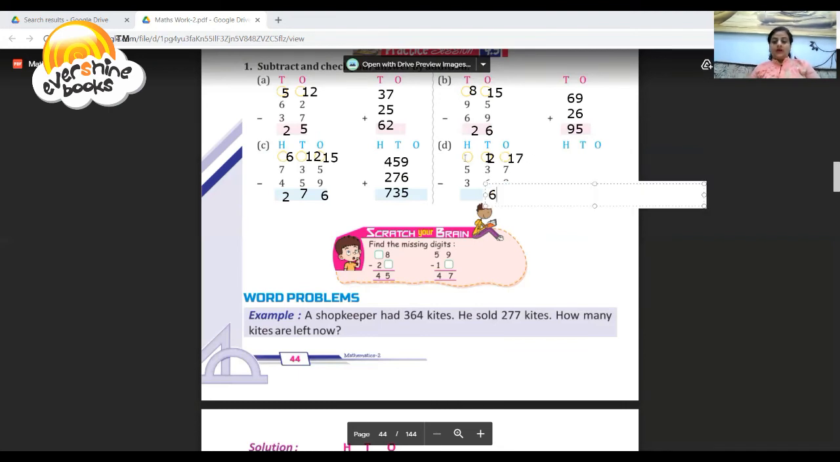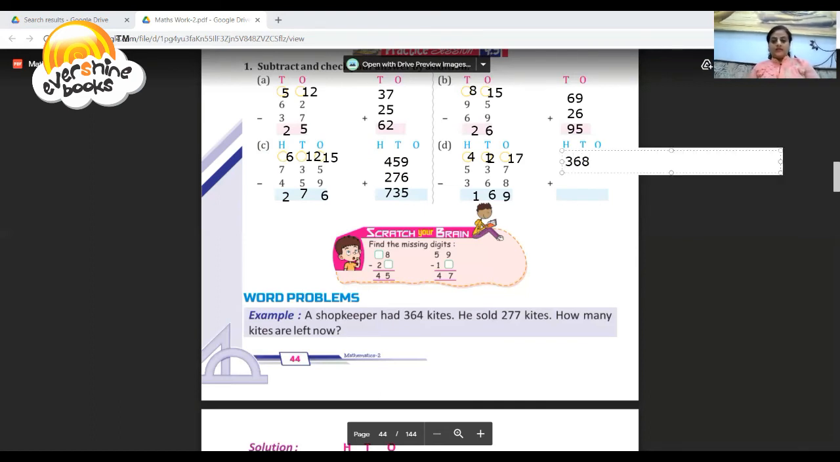And here it comes 4. Why? Because it has given one digit. 4 minus 3 is 1. So here the answer comes 169, and it is going to be added to 368. 368 plus 169. The answer will be here.